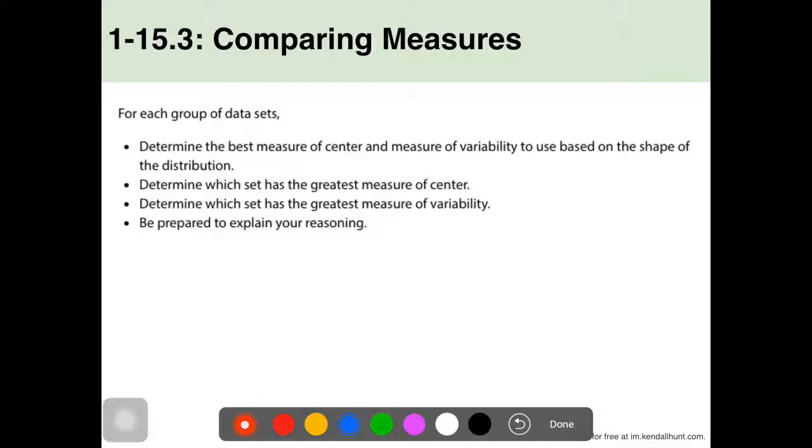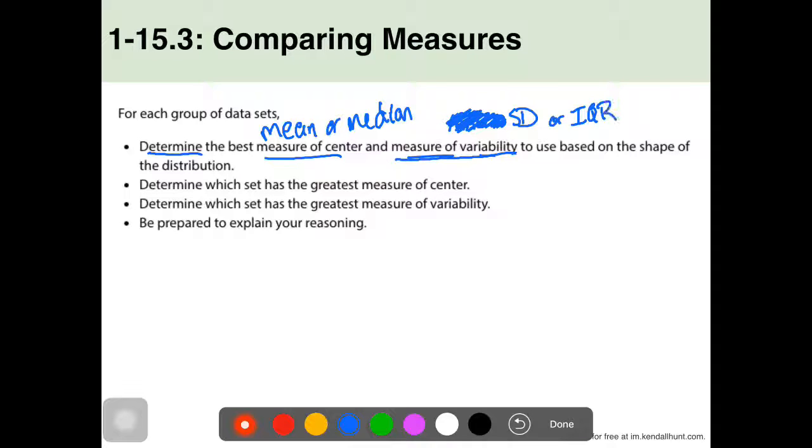All right. Moving on to the next one, you're going to be given lots of sets of data, and for each set you need to do a couple things. Determine the best measure of center and measure of variability to use. So measure of center would be your mean or median, and measure of variability would be either the MAD or standard deviation. And I'm going to take that out and just say that we're just going to do standard deviation or interquartile range. So those are going to be your options there.